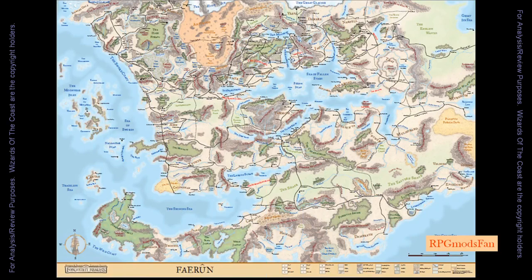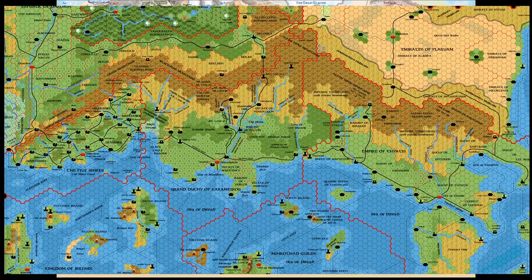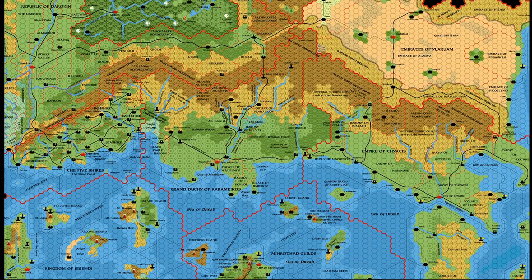If the DM wants to run this module in the Forgotten Realms campaign setting, I would suggest placing Barovia within the environs of Damara, or the Sunset Mountains, or the Sunrise Mountains east of Thay. If the DM wants to run this module in the Mystara campaign setting, I would suggest placing Barovia within the northwestern mountainous border environs of Karamikos.